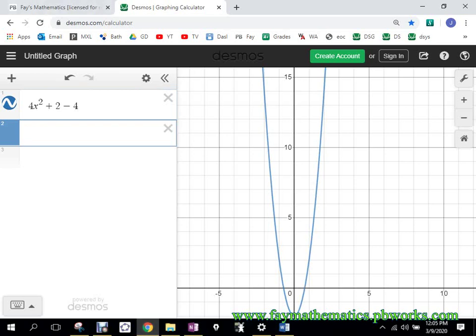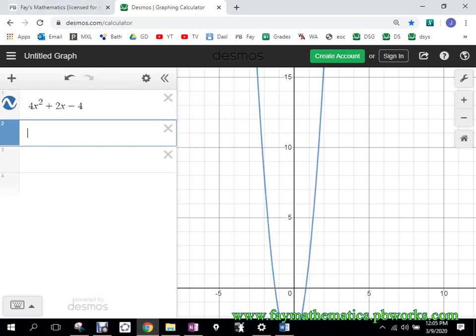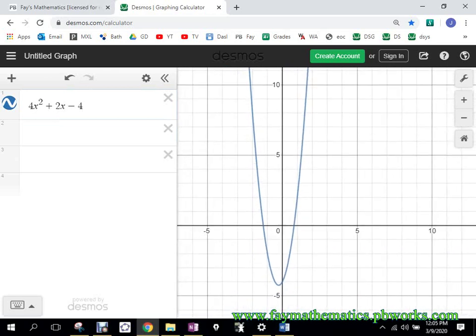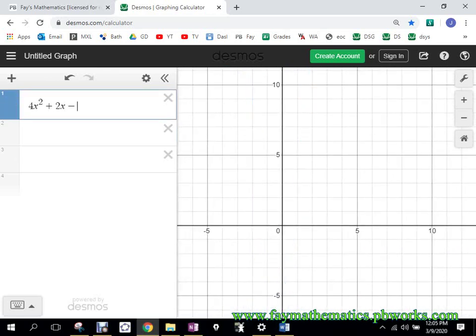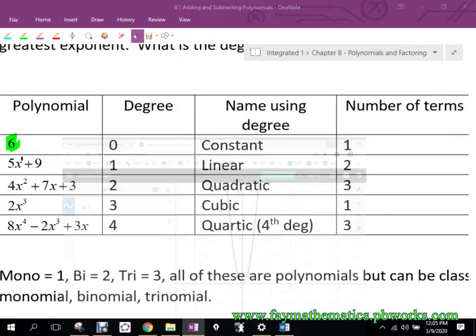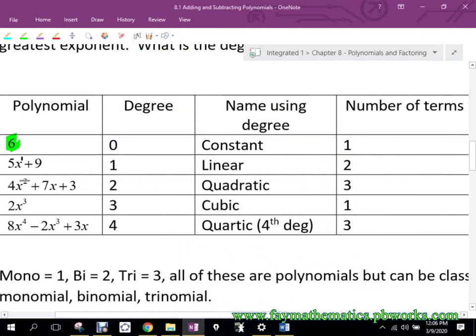Or maybe, excuse me, maybe we can move it left and right, okay? But those things right there are called quadratics. When we have a power of 2 being your degree, when 2 is the degree of your polynomial, we just have this name for it called a quadratic, okay?